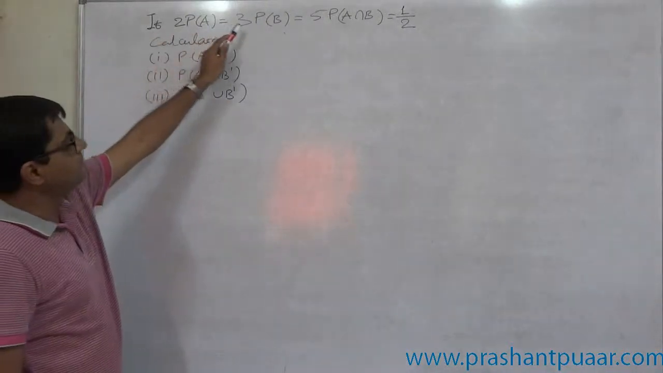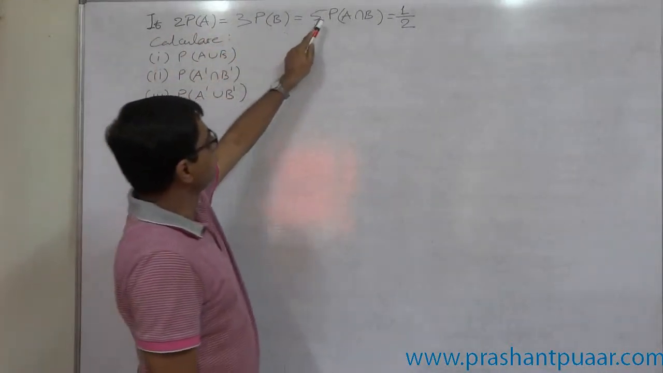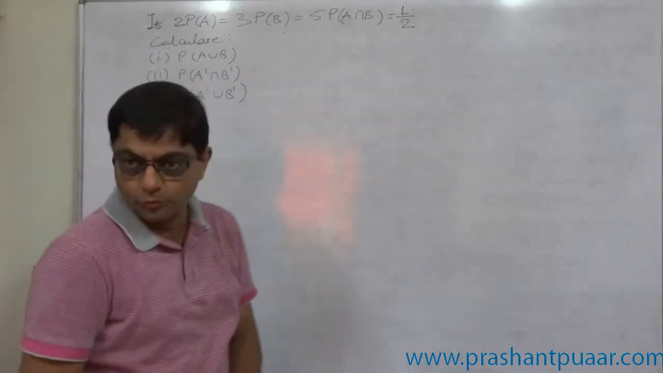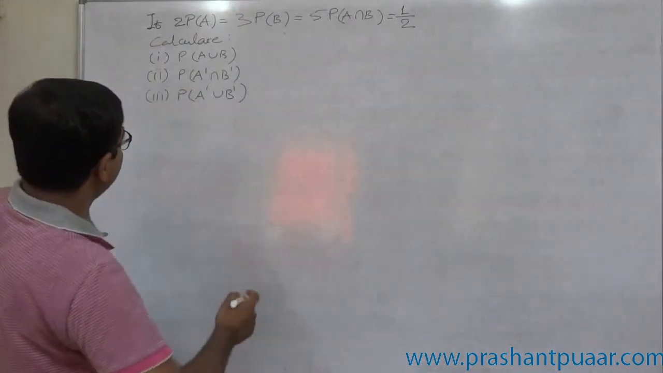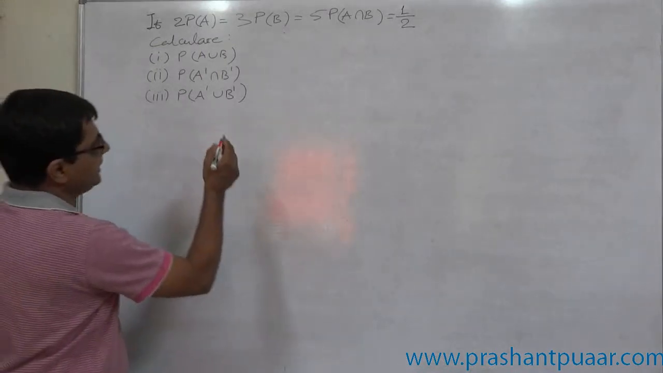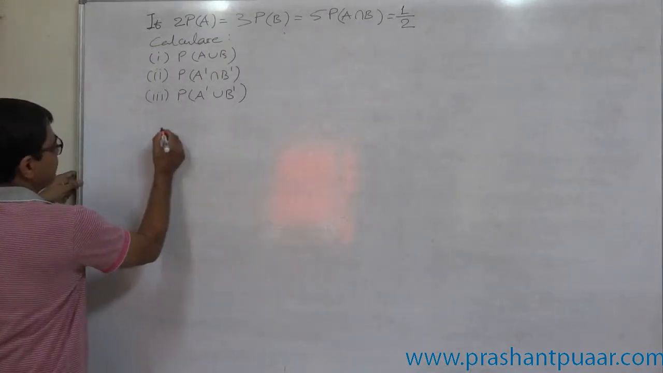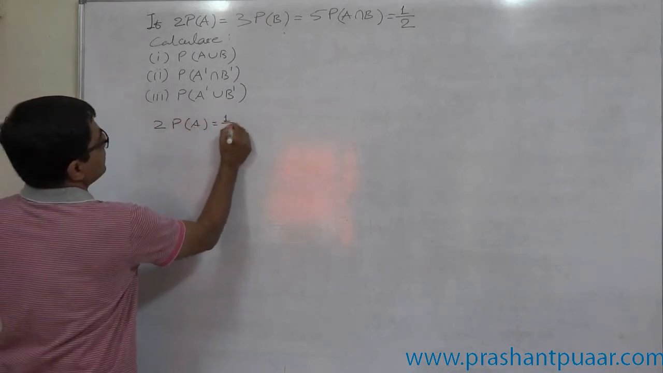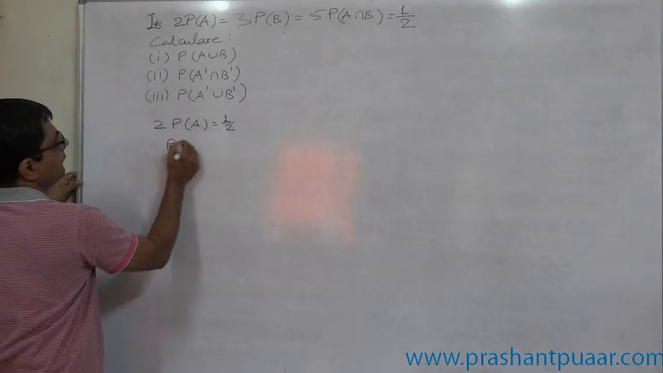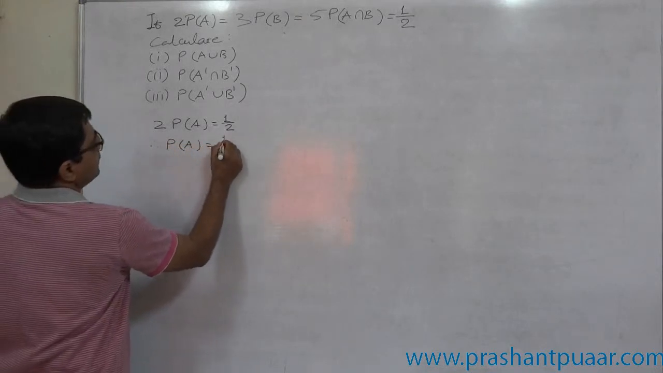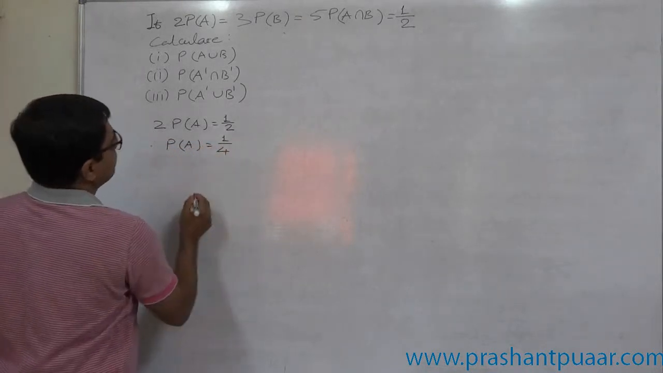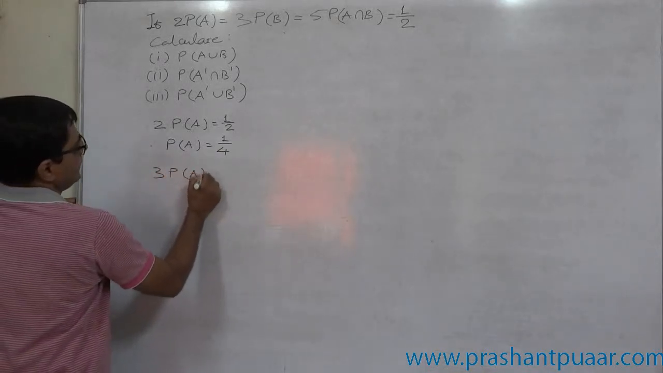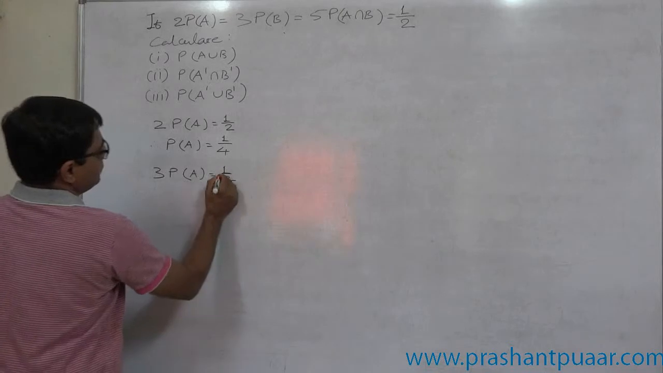2P(A) = 3P(B) = 5P(A∩B) = 1/2. First of all, let us calculate the value of P(A), P(B) and P(A∩B). Say 2P(A) equals 1/2. That means P(A) equals 1/4. Similarly, 3P(B) equals 1/2.